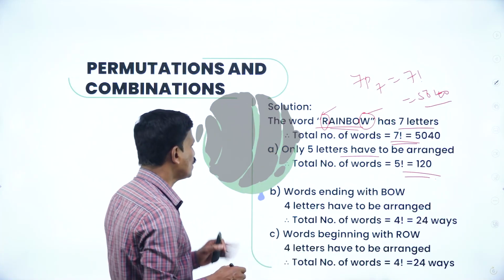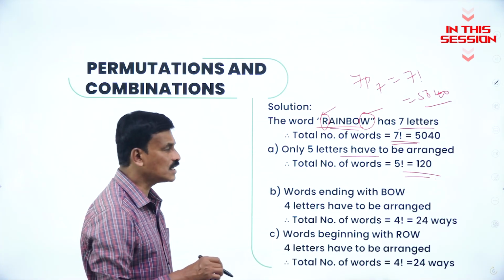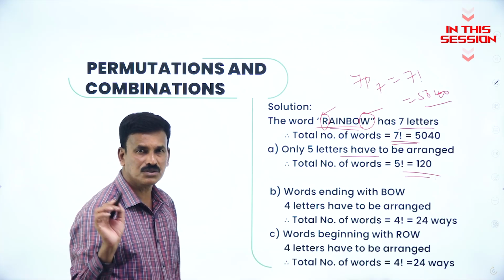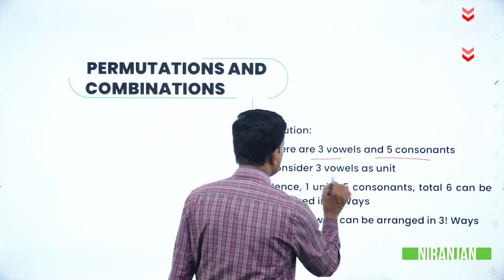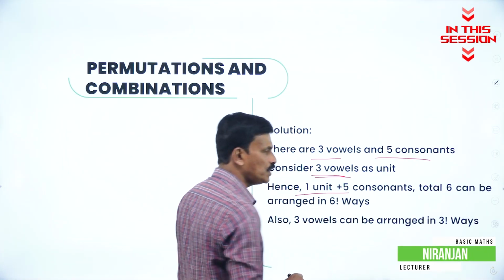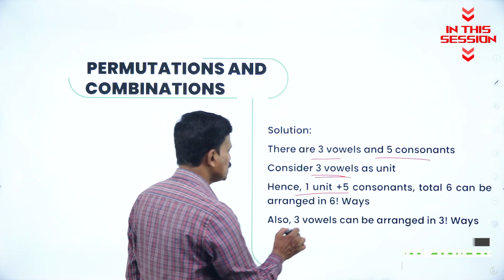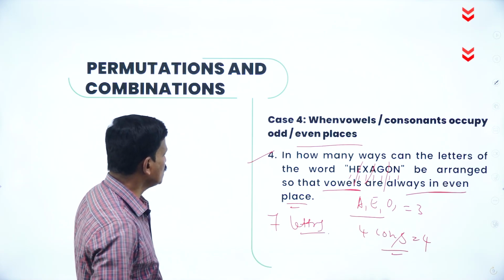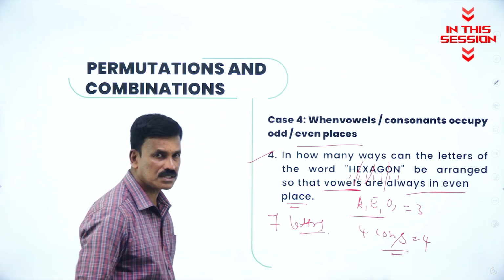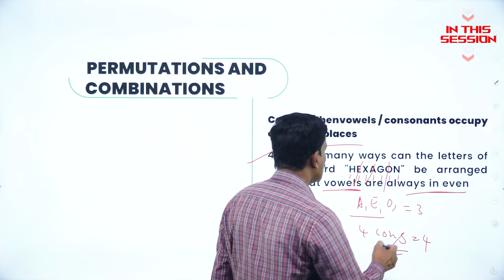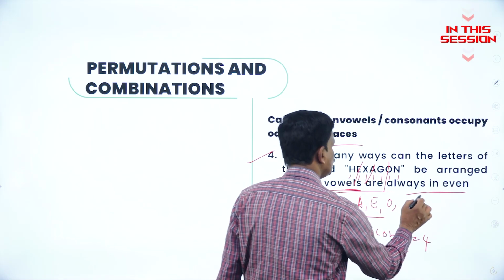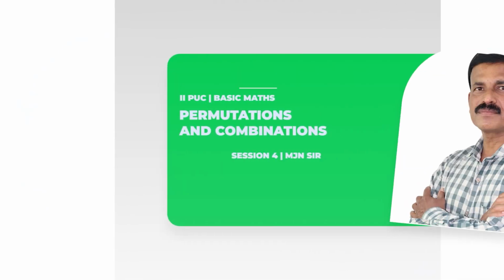Here we are going to arrange the remaining 5 letters in 5 factorial ways, that's equal to 120. All the 3 vowels as 1 unit, then 1 unit plus the remaining 5 consonants, total 6, can be arranged in 6 factorial ways. In the word hexagon there are 3 vowels and 4 consonants. Right, all the 3 vowels can be arranged in even places.